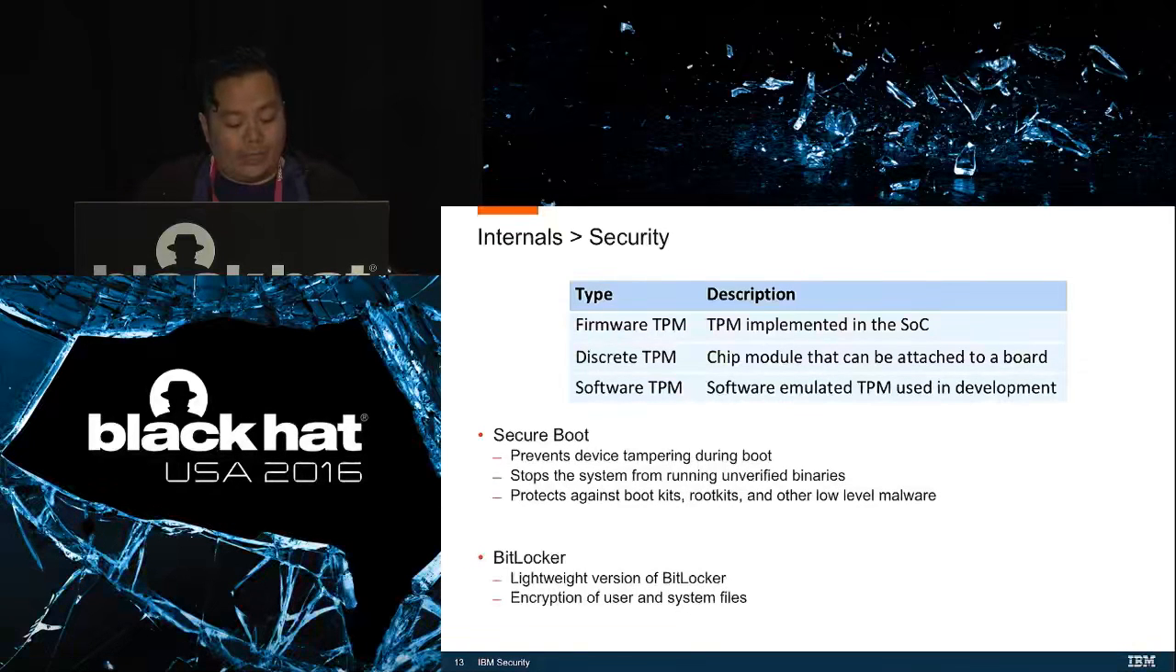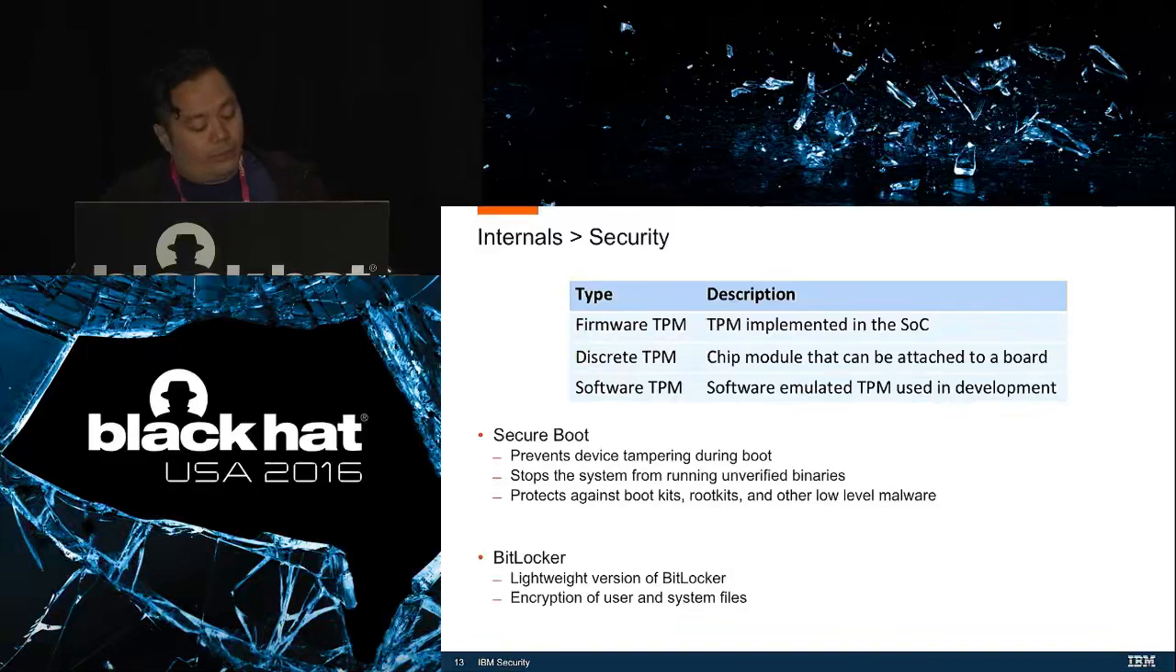First, the firmware TPM, which is TPM implemented in the chip or in the firmware. And the other one is discrete TPM, which is a TPM that's a separate hardware chip module that can be attached to a board. And lastly, there's a software TPM, which is just a software emulated TPM that a developer can use during development. And firmware TPM is enabled in the DragonBoard 410C and MinnowBoard Max, but it's not available on our Raspberry Pis.